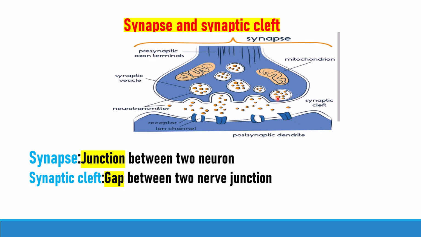Then the narrow gap between the presynaptic and postsynaptic neuron is known as the synaptic cleft. This narrow distance is known as the synaptic cleft. The junction is known as the synapse.